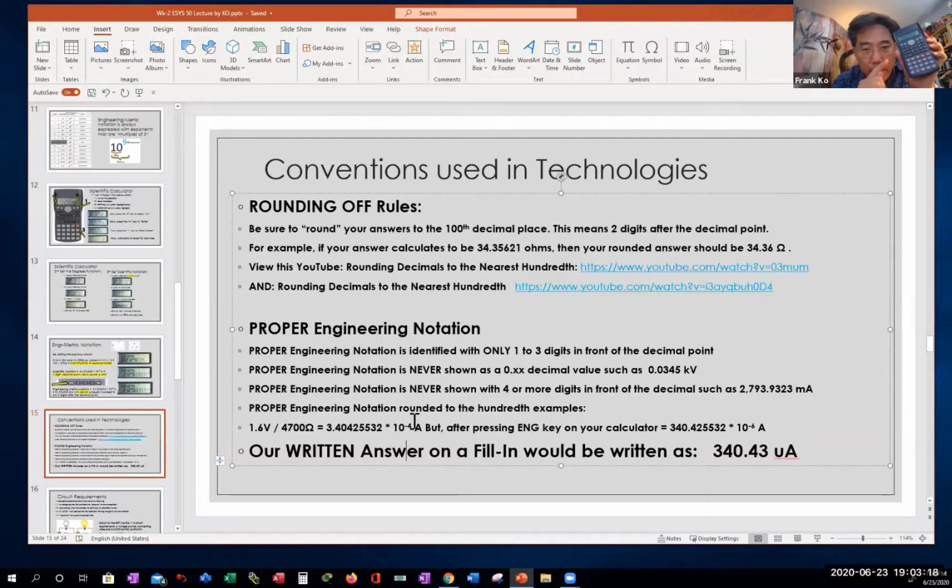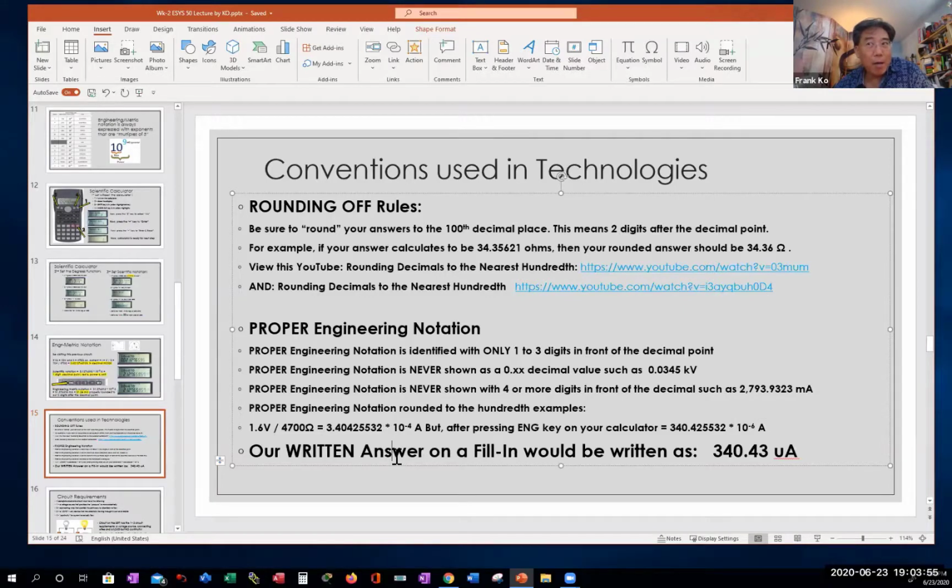on your calculator, this particular one and other ones I suggest like it, there happens to be a key called ENG. Hit it. When you hit the ENG key, the calculator will automatically shift the answer to give you the correct multiple of 3. This works out to be 10 to the negative 6 amps. And it gives you this decimal, 340.425532 times 10 to the negative 6.